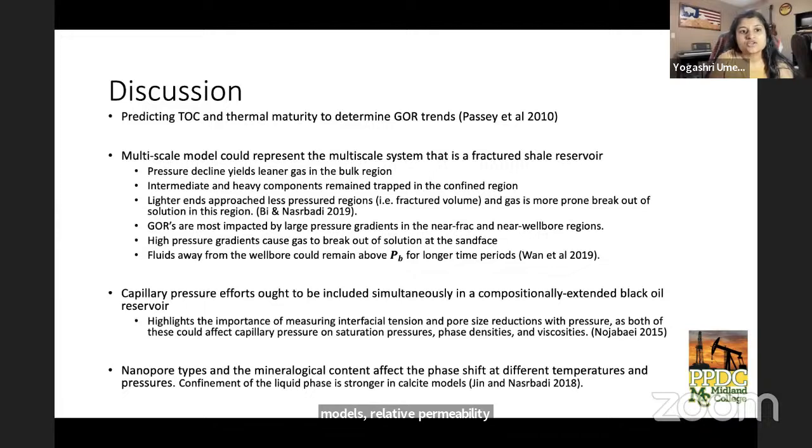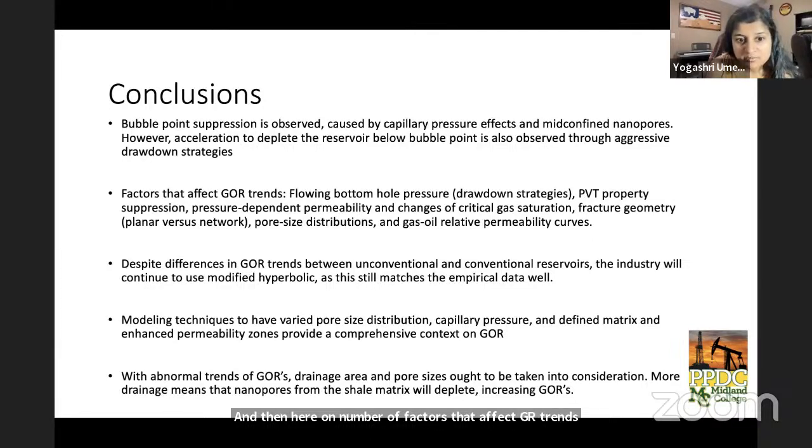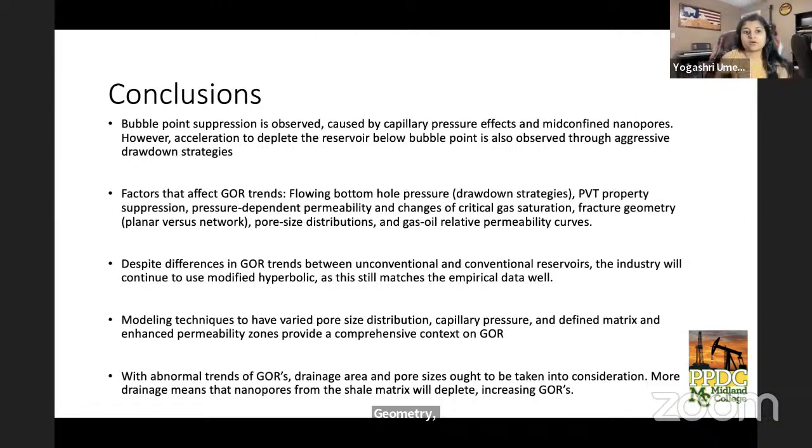But the one thing to take into account are the conclusions of the study: the bubble point suppression is observed. It's caused by capillary pressure effects in mid-confined nanopores. But the acceleration to deplete the reservoir below bubble point is also observed through aggressive drawdown strategies. And then here are a number of factors that affect GOR trends: flowing bottom hole pressure, PVT property suppression, pressure-dependent permeability, changes of critical gas saturation, fracture geometry, pore size distributions, and gas-oil relative permeability curves.